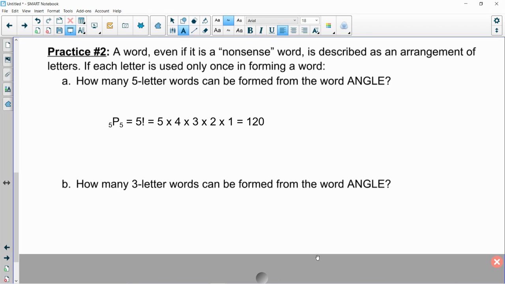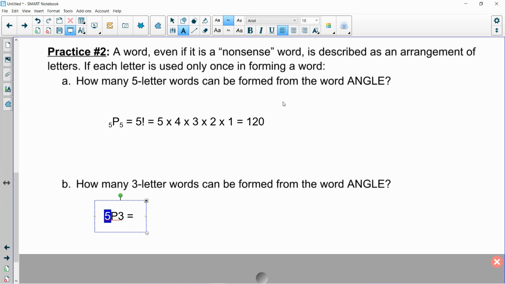How about a follow-up question? Change the tune just a bit. We're going to use the letters from the word angle, but now we want to determine how many 3-letter words can be formed. Okay. 5 to choose from. We're only choosing 3. So now our permutation changes. We still begin with the total number of letters that we have, but now we're only selecting 3 of them.